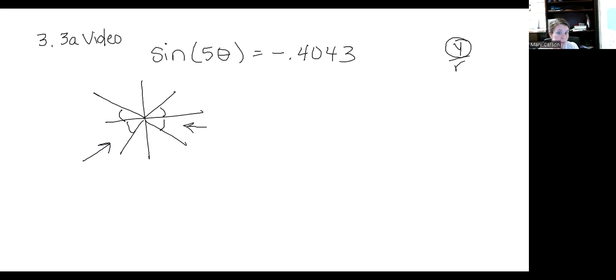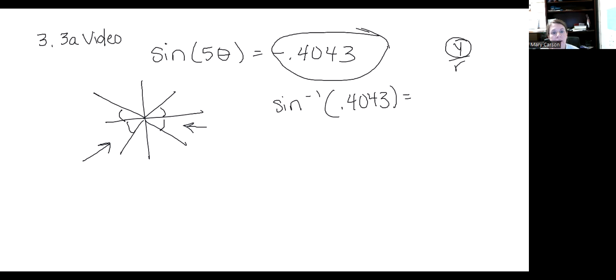Now, this one's a little bit different because we have a negative here. So what we're going to do is the inverse, and we're just going to use the positive, because technically it's already negative since the y is negative. So first we do the inverse of sine, using the positive value to find that number. And then we're going to deal with the 5 later. Make sure you're in radian mode when you do this.